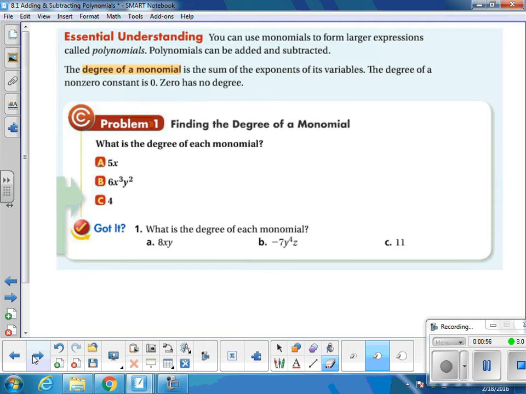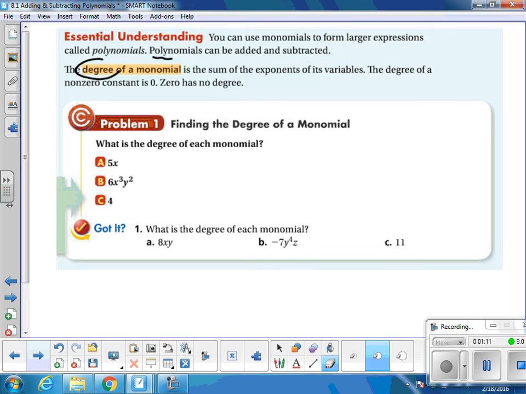You can use monomials to form larger expressions called polynomials. A monomial is made up of one term. A polynomial is going to be made up of more than one. And we can be adding and subtracting those, and we'll practice that in a moment. Here are a couple of things to write down for notes.